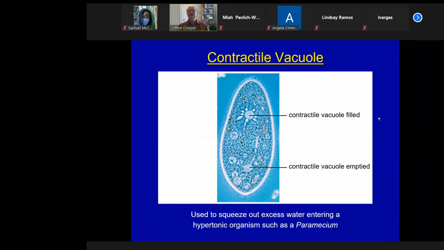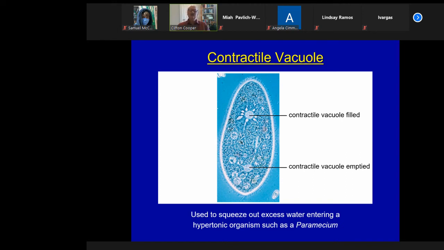Now this is something else. This is a Paramecium, and the Paramecium is a freshwater single-celled organism. It swims around in the freshwater, so it's surrounded by water that's about 100% pure. And it has the problem. Water is always leaking in through its membrane.